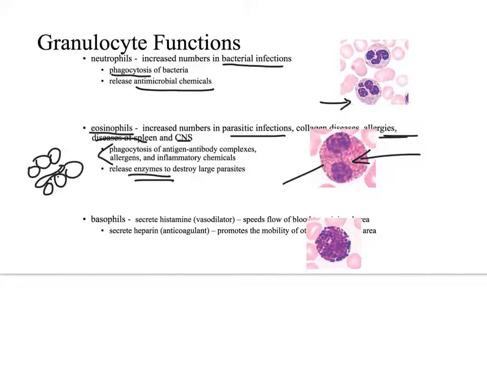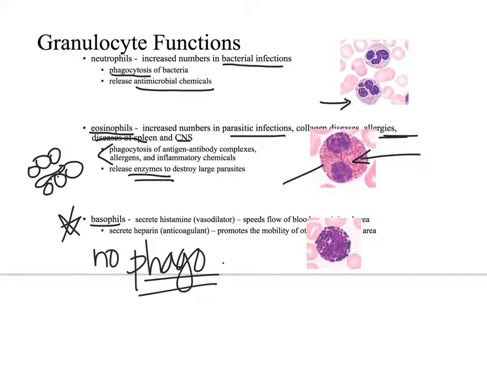They can also phagocytize, so through endocytosis they can take out pathogens. Now basophils are different. They don't phagocytize. Everything else does. But what basophils actually do is secrete histamine and heparin.